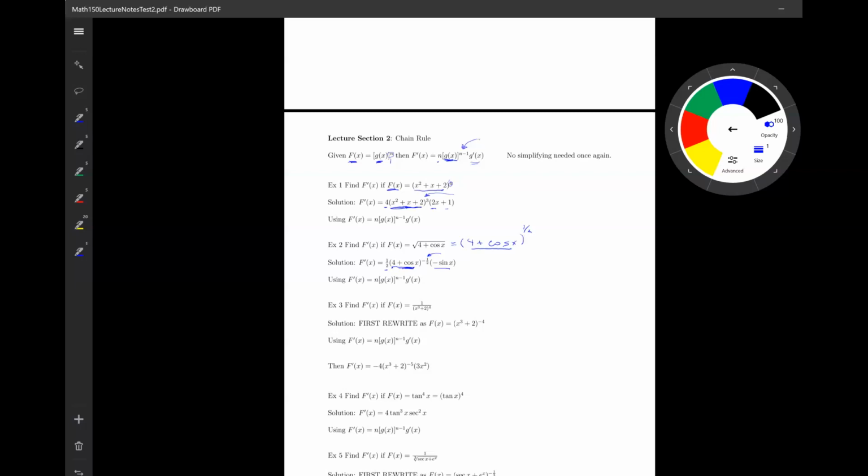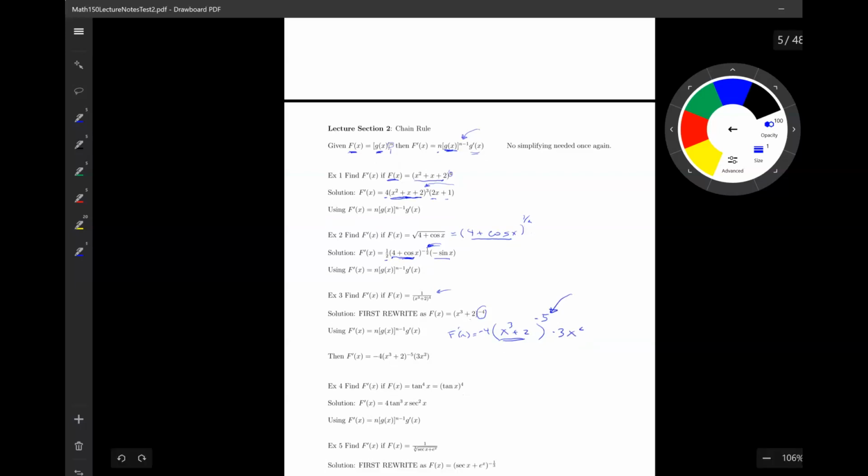Okay, so be careful with this exponent. It's something easy to forget. So here, I'm going to rewrite this as x cubed plus 2 all to the negative 4 power. And let me show you how I would go about it. So I would say, okay, I'm going to bring this negative 4 down. I'm going to carry the inside along, but before I write it down, I'm going to subtract 1 from the exponent, then return to writing the inside, carrying it along, then multiply by the derivative of the inside. This number here is really easy to forget, so just make sure you don't make that mistake.